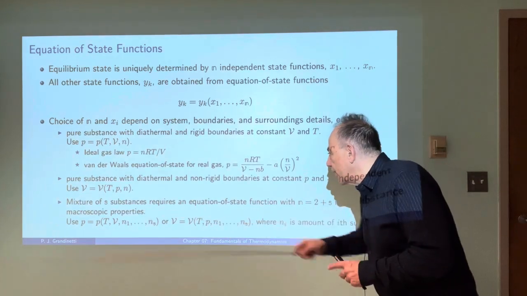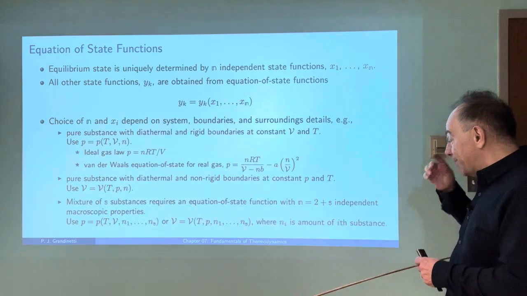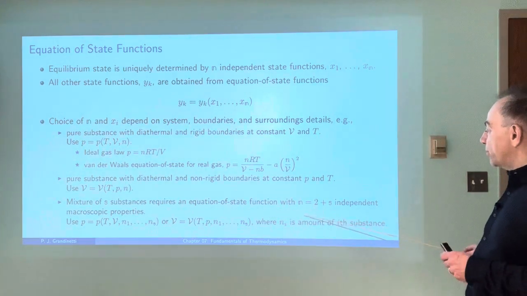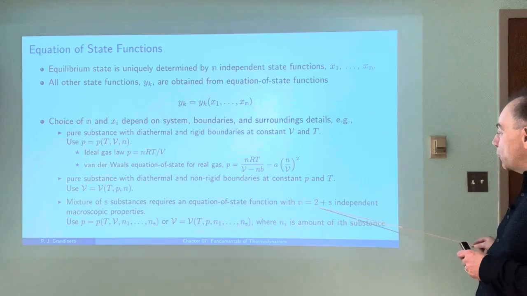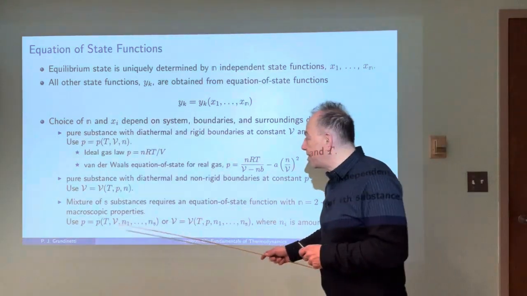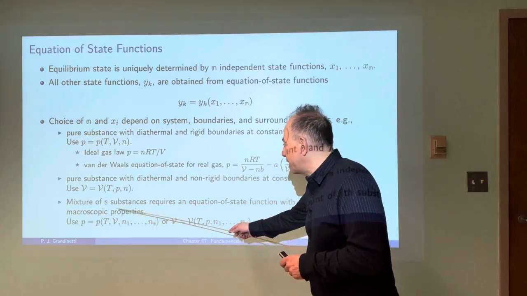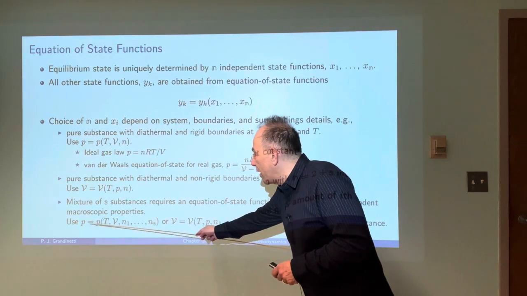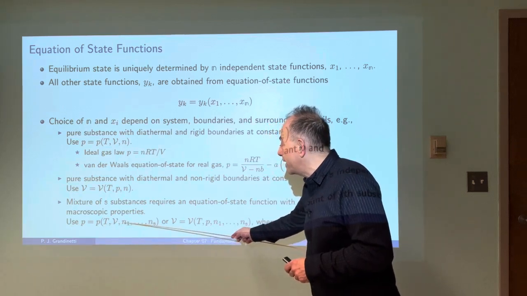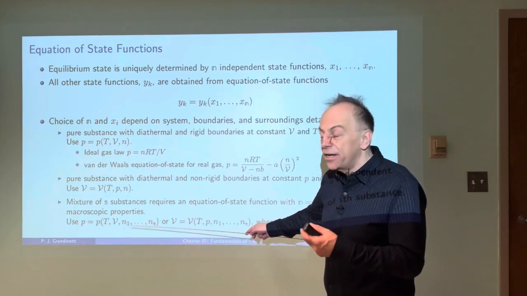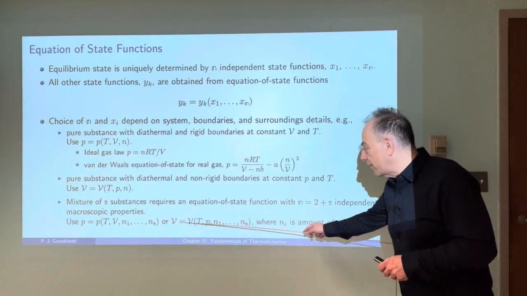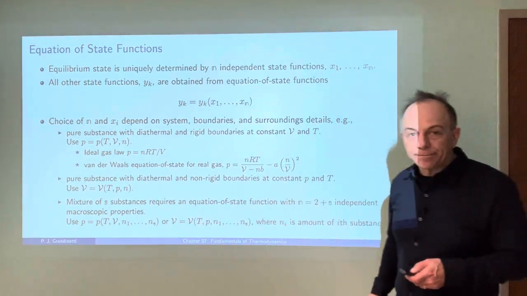For example, when you have a mixture of S substances, then you might require an equation of state which is going to have 2 plus S independent macroscopic variables. So if I had S substances in it, then my pressure equation of state might depend on temperature, volume, and then the number of moles of substance 1, substance 2, substance 3, and so on. Or if I did it in volumetric, it would take this form here.